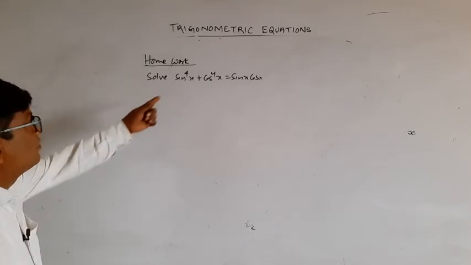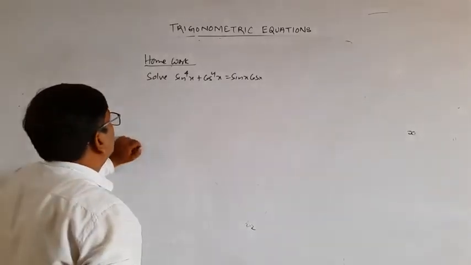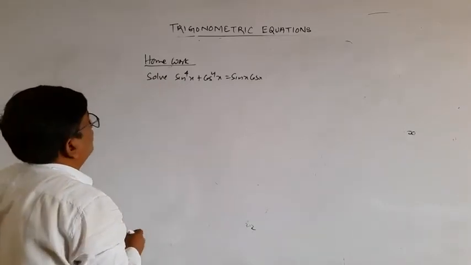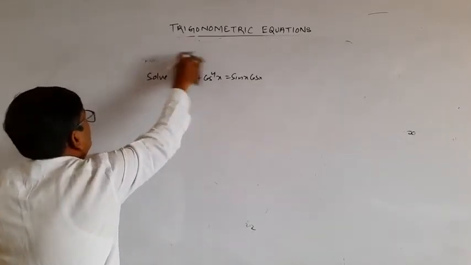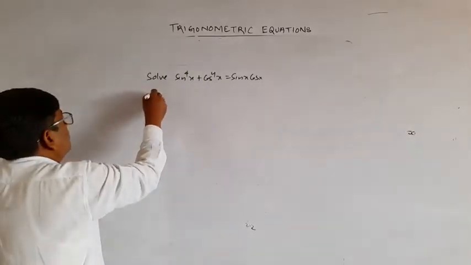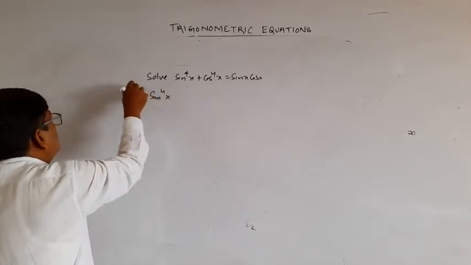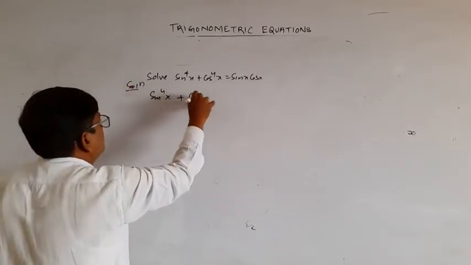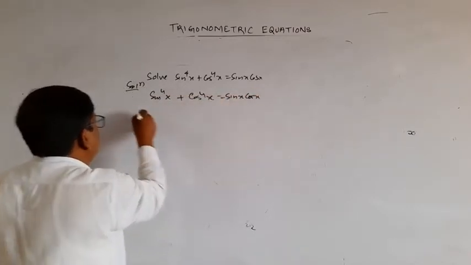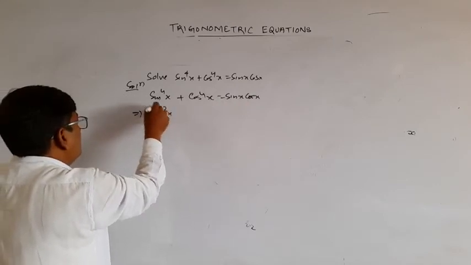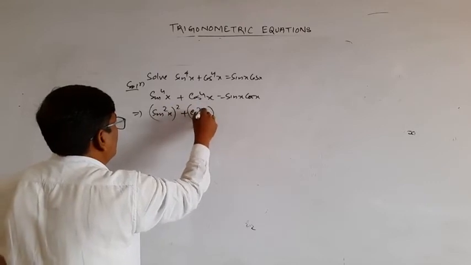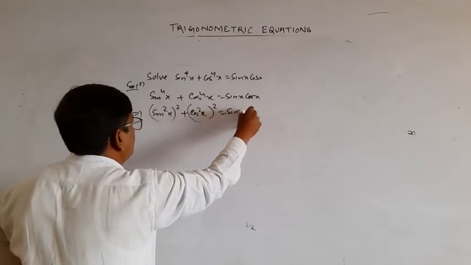Okay. So, the hint is, I will do the question, and the short questions in the material are homework for you. Solution: sin 4th x plus cos 4th x is equal to sin x into cos x. So, this is (sin square x) whole square plus (cos square x) whole square is equal to sin x into cos x.